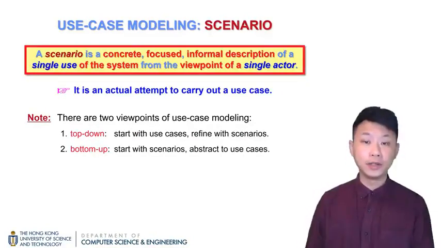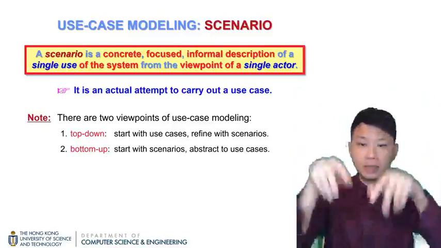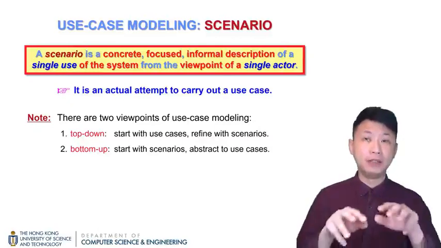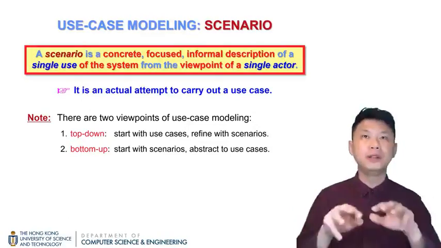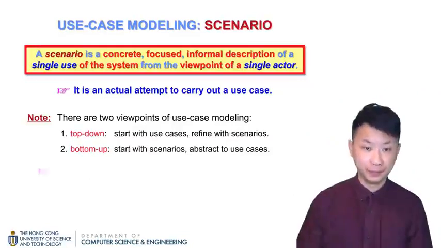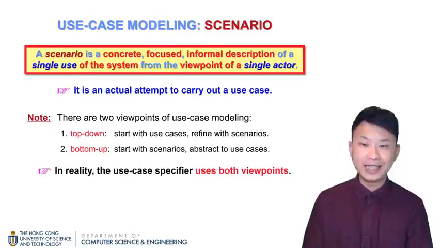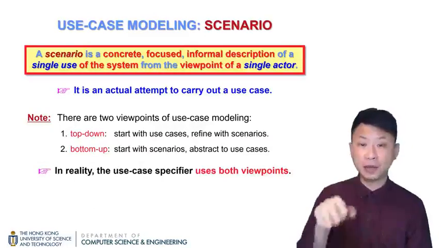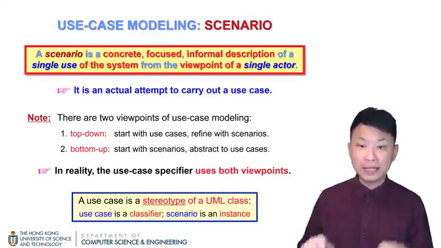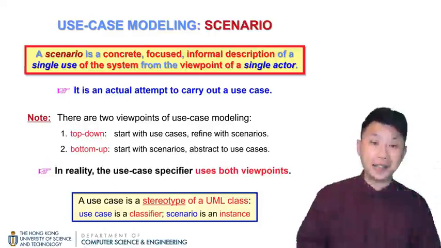Notice that there are two viewpoints of use case modeling. We can do it top-down, that means we start with the more general use cases and then refine them into more precise scenarios for each individual user. Or we can do it bottom-up, that means we start with the individual cases of how individual users can interact with the system, then we abstract them into more general use cases. In reality, we come up with all the use cases using both viewpoints, both top-down and bottom-up. Notice that the use case is a stereotype of a UML class. The scenario is an instance. The more detailed story from a single user is actually an instance, and we classify all the instances together as a single use case.